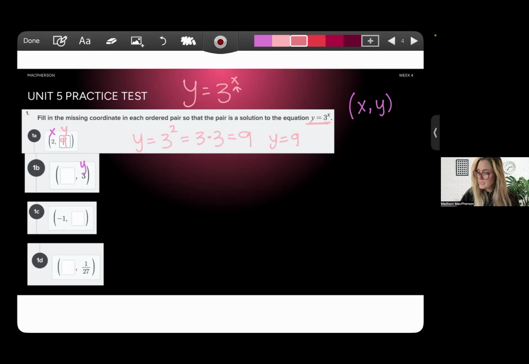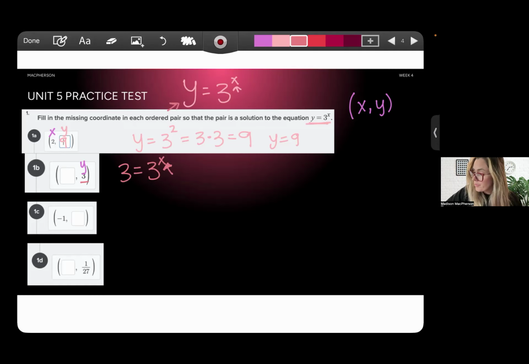Okay, moving on to the next one, they give us our y value. They're saying the y value is 3. So now, instead of plugging in for x, we're going to plug in for the y value. So we're going to have 3 equals 3 to the power of x. And this is where we have to kind of problem solve in our head, and we have to know a little bit about exponents, because we need to know 3 to what power is going to equal 3.